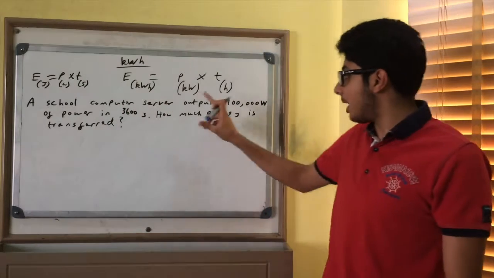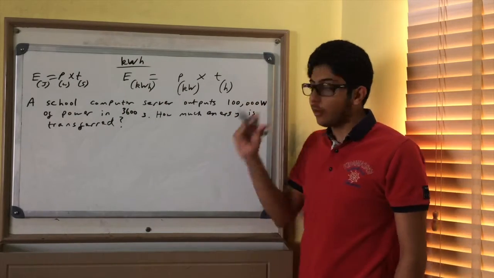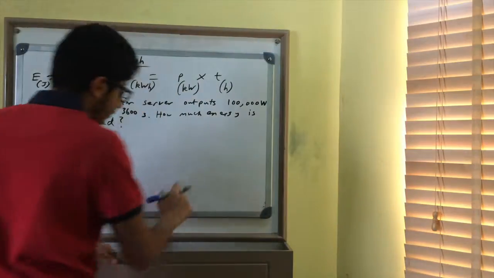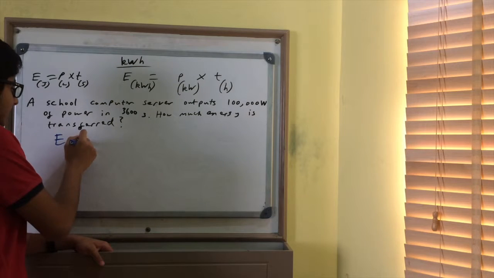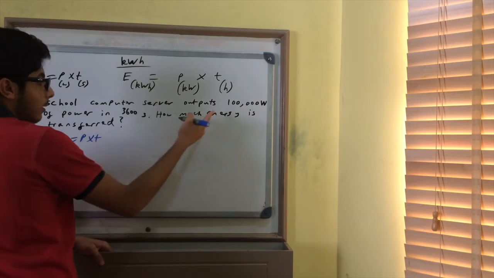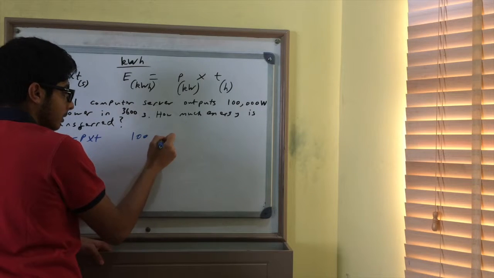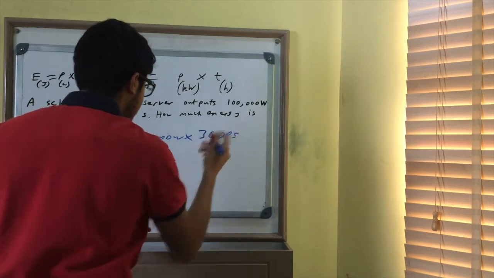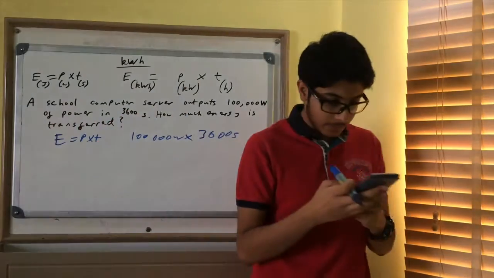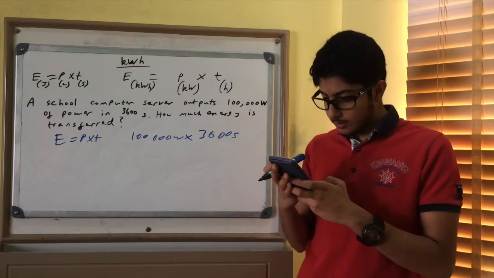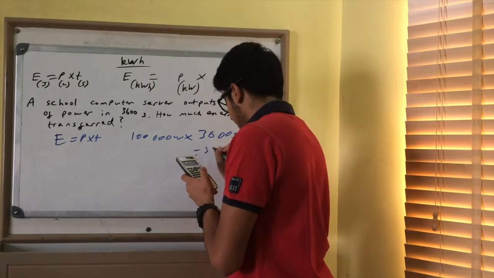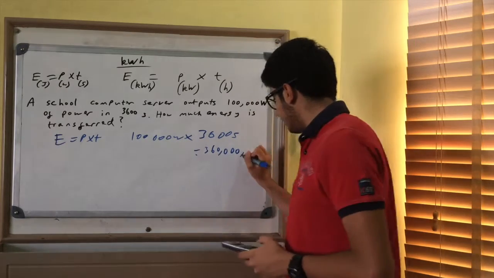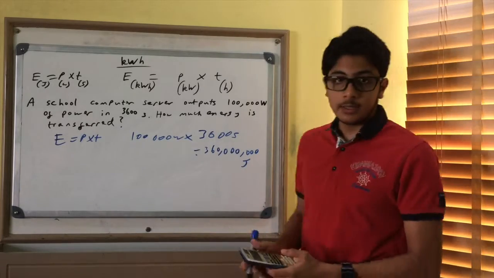A school computer server outputs 100,000 watts of power in 3,600 seconds. How much energy is transferred? Well, energy is power times time. So, power is 100,000 watts multiplied by 3,600 seconds gives you 360 million joules.